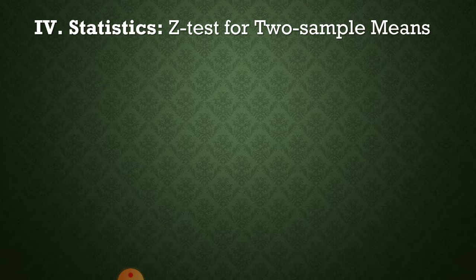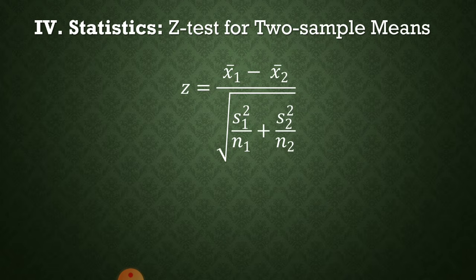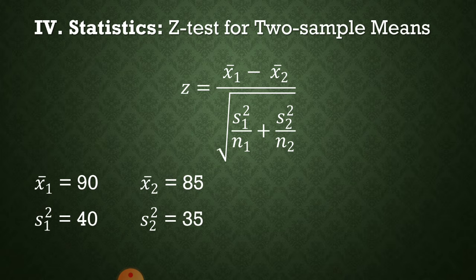Then solving now by the Z-test for two sample means. First, let us identify the given values. The mean of group 1 is equal to 90 and the mean of group 2 is equal to 85. Then, the variance of group 1 is 40 and the variance of group 2 is 35. For the sample size, group 1 and group 2 both have 100.